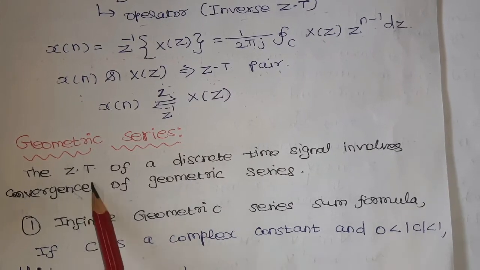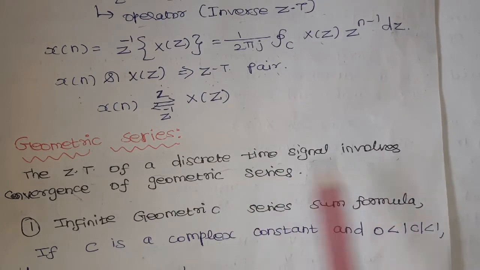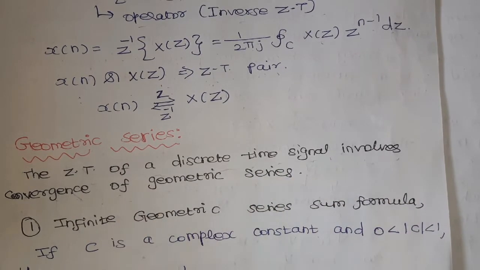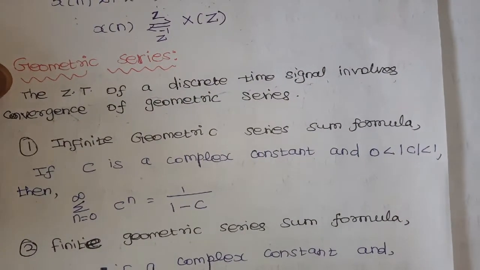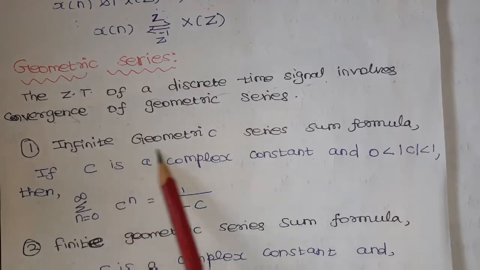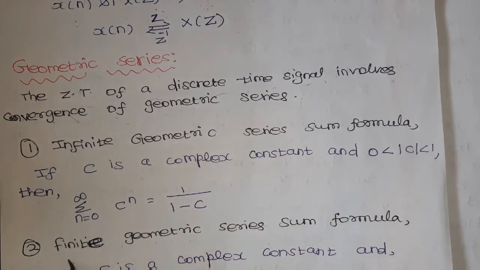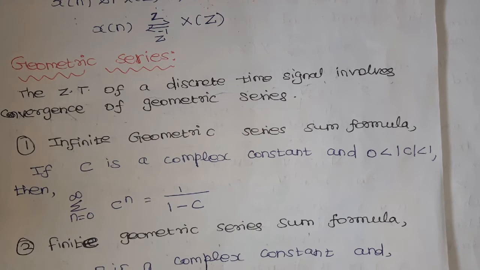Geometric series. The Z transform of a discrete time signal involves convergence of a geometric series. It can be classified into two sets of formulas for geometric series. One is the infinite geometric series. The other one is the finite geometric series sum formula. So we have to classify this as infinite and finite. For infinite, what is the formula?